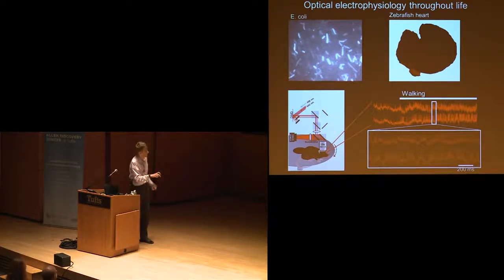And finally, we're doing a lot of work in mice. Here's an example looking in the brain of a mouse. These are recordings from 2 neurons in this brain, and as the mouse starts walking, we can see these neurons start to spike away.